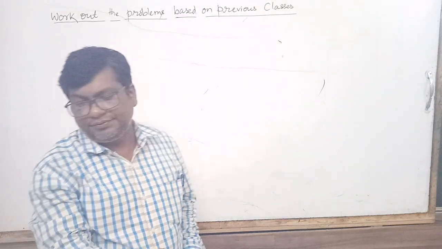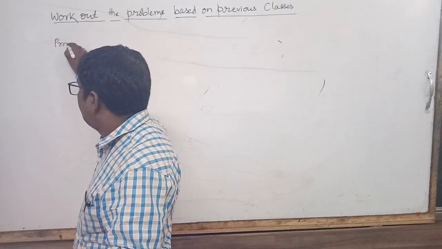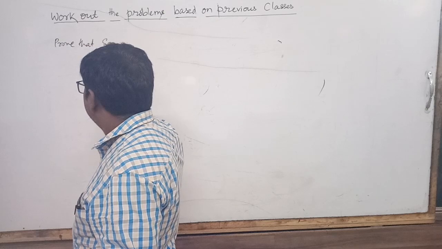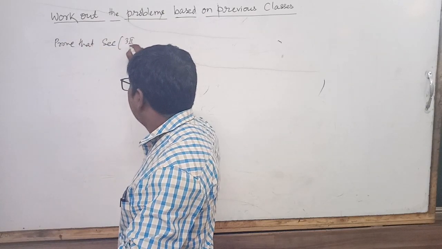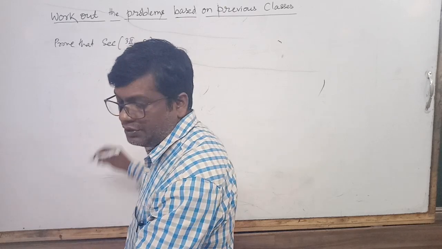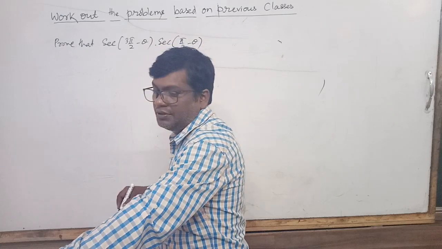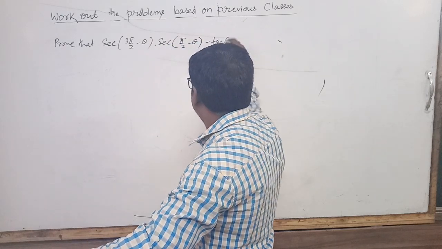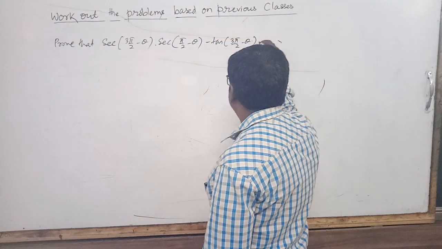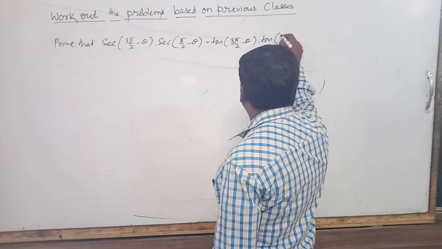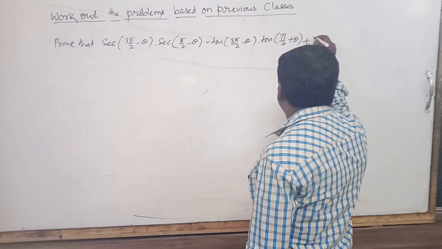Prove that sec 3 pi by 2 minus theta into sec pi by 2 minus theta minus tan 3 pi by 2 minus theta into tan pi by 2 plus theta plus 1 is equal to 0.